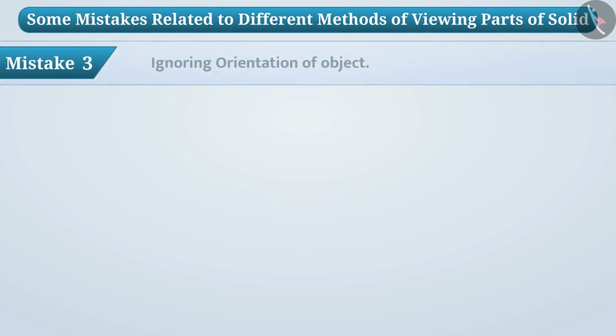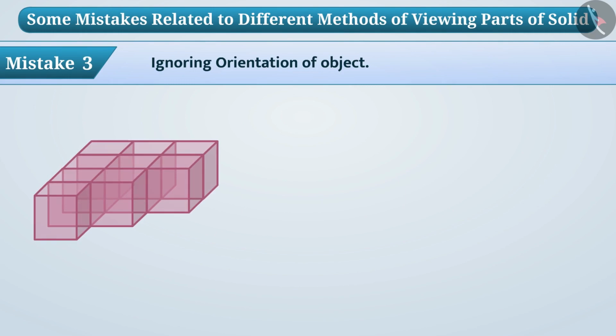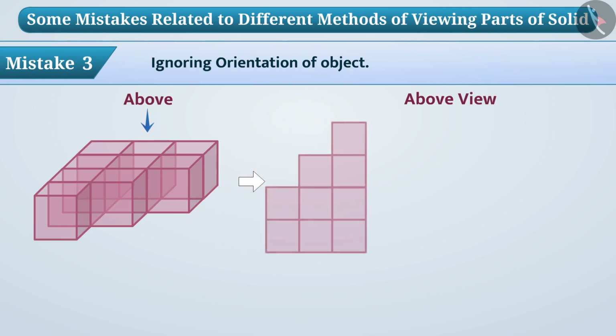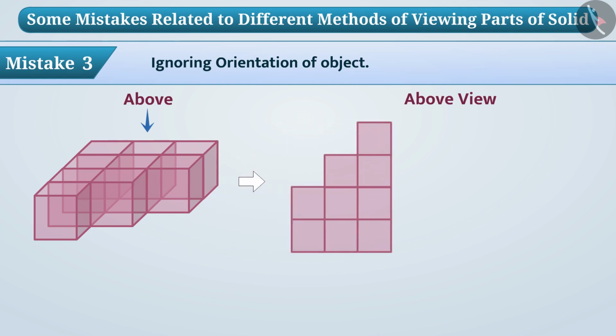Mistake 3. Ignoring orientation of the object. Children do not understand the orientation of the shape shown. For this reason, they accidentally make the view upside down. If children are asked to draw the top view of the shape shown, then they make this type of figure. In this, we can see that all the squares have been taken into consideration.